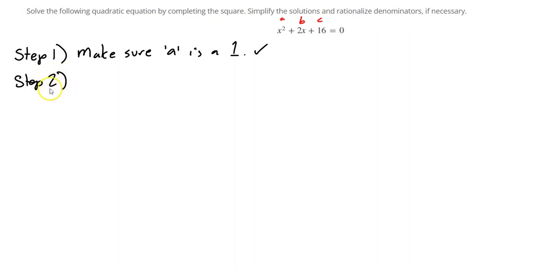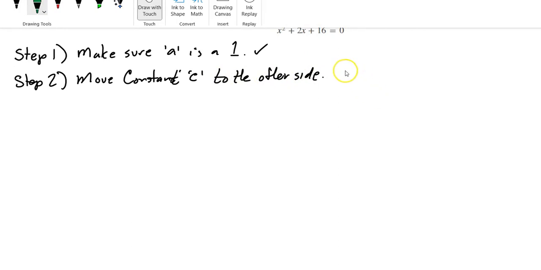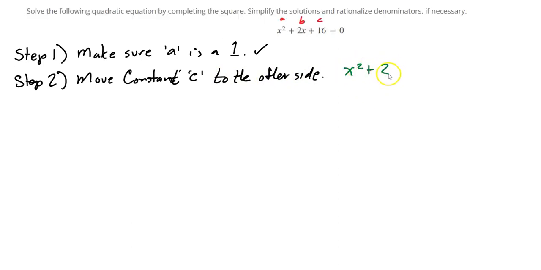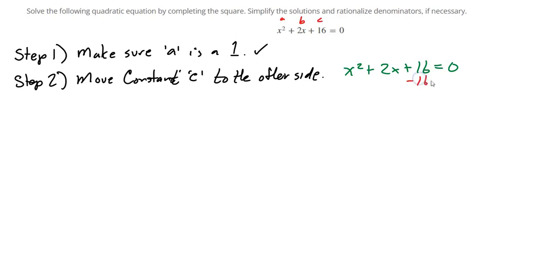Step 2. We're going to move the constant c to the other side. That's going to look like this. We are going to have x squared plus 2x plus 16 equals 0. I'm going to subtract 16 from both sides.